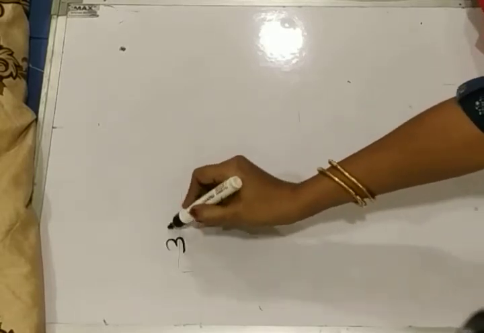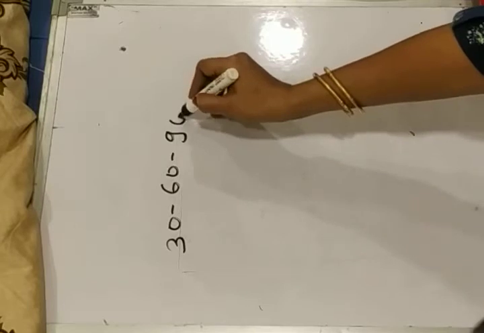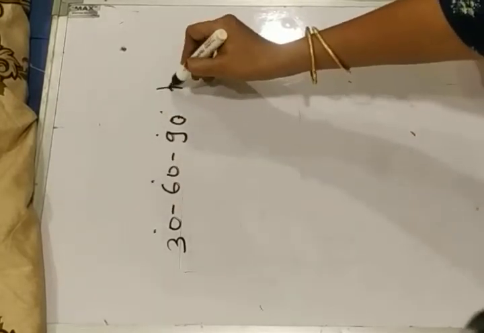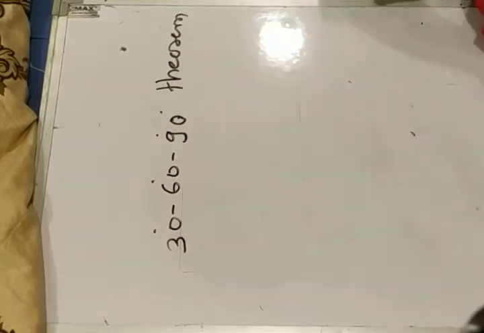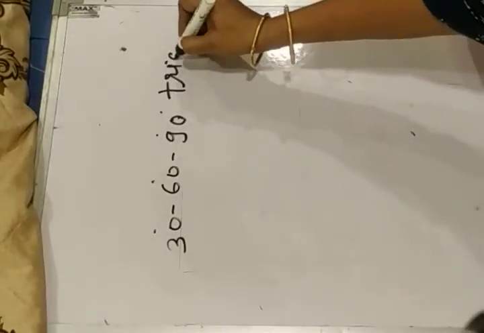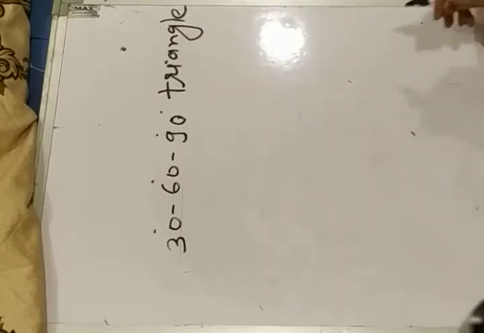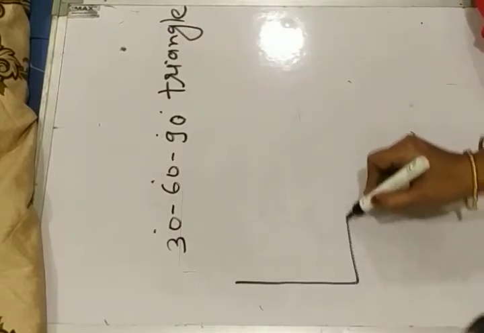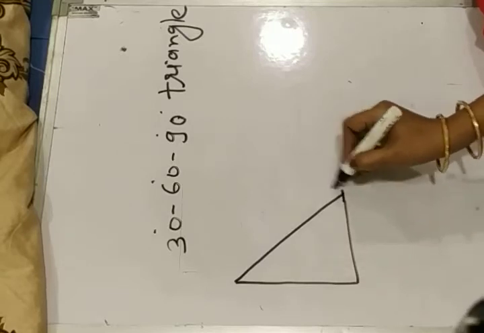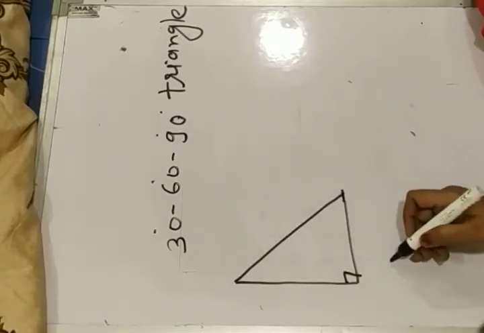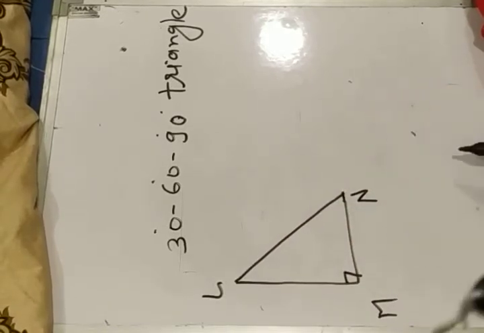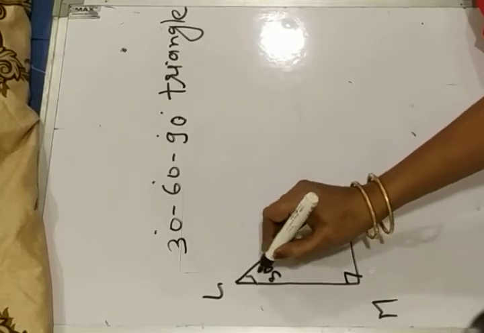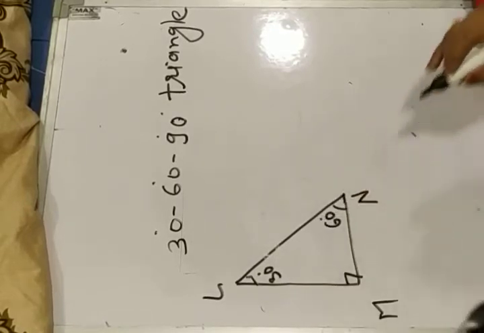This is the property of the 30, 60, 90 degree triangle. This is the right angle triangle, because here one angle is 90 degree. So this is a 90 degree triangle. Here L, M and N is the triangle, with the right angle at M. Angle L is 30 degree and angle N is 60 degree.